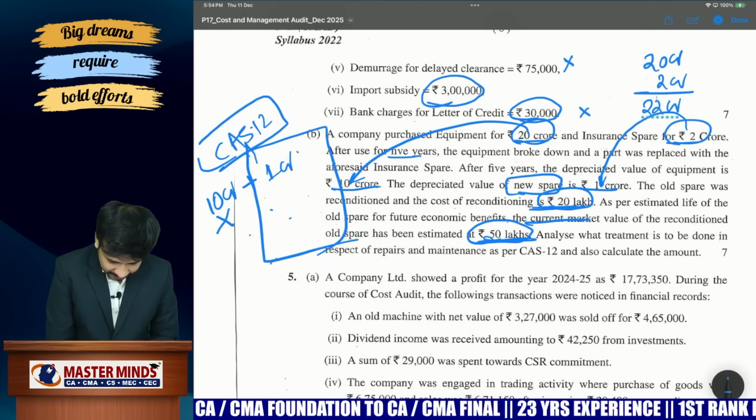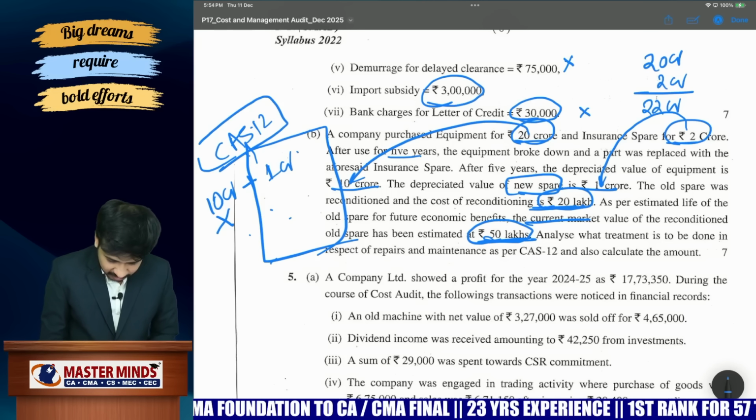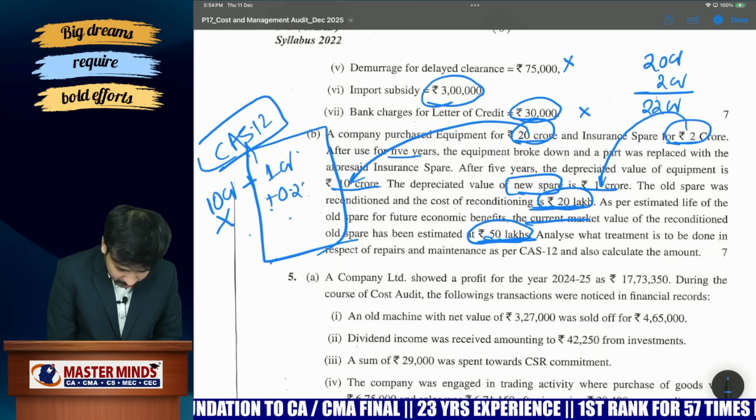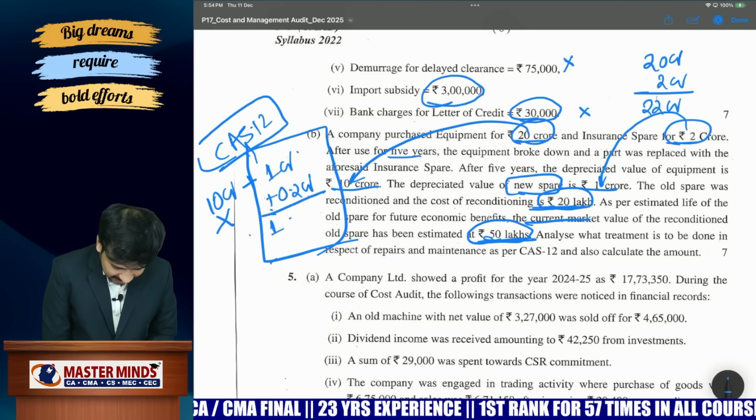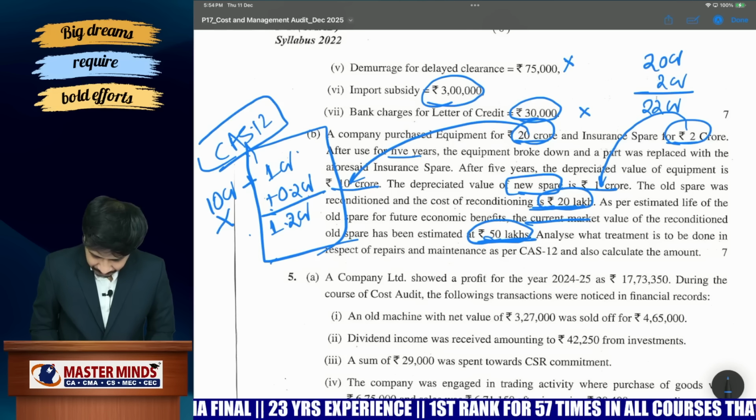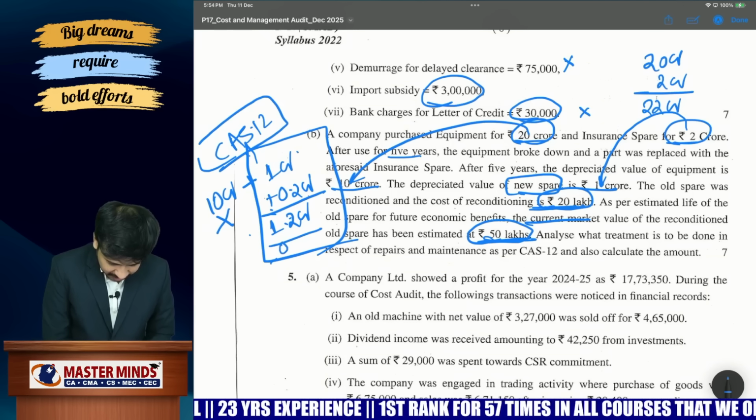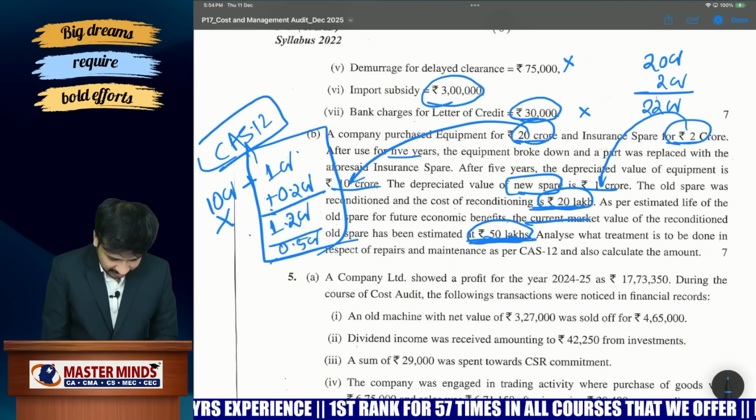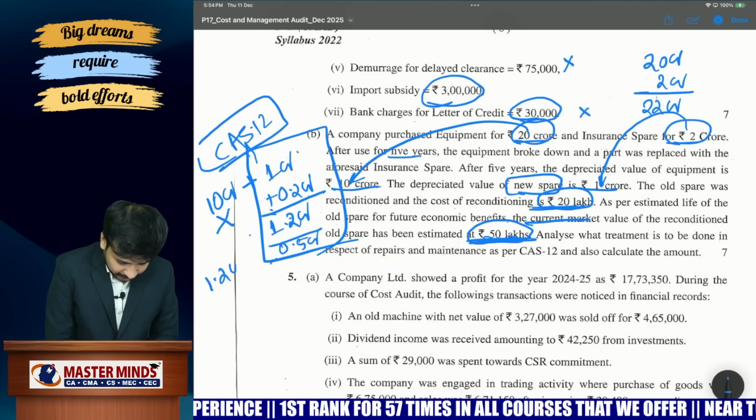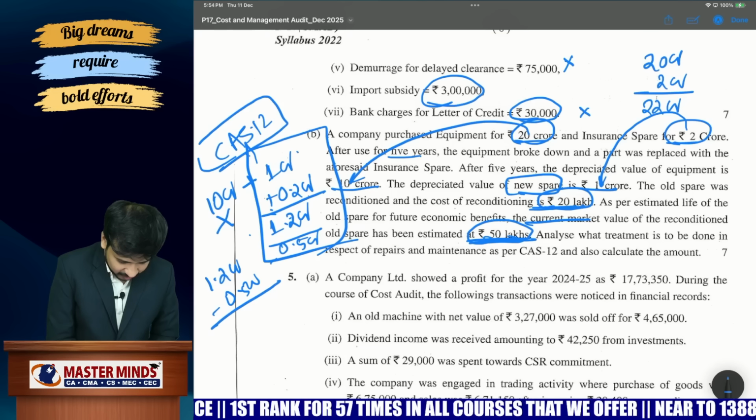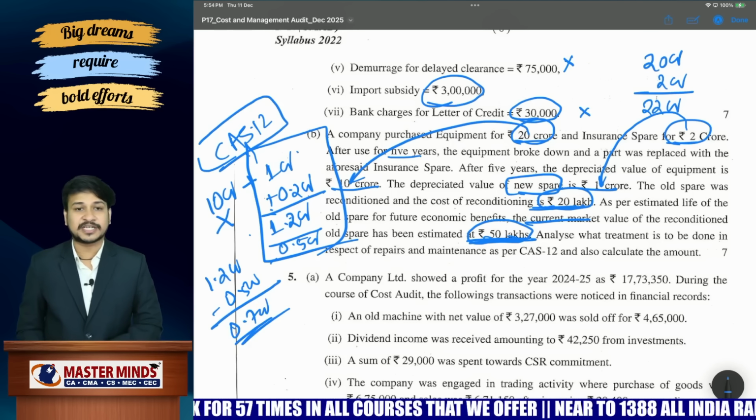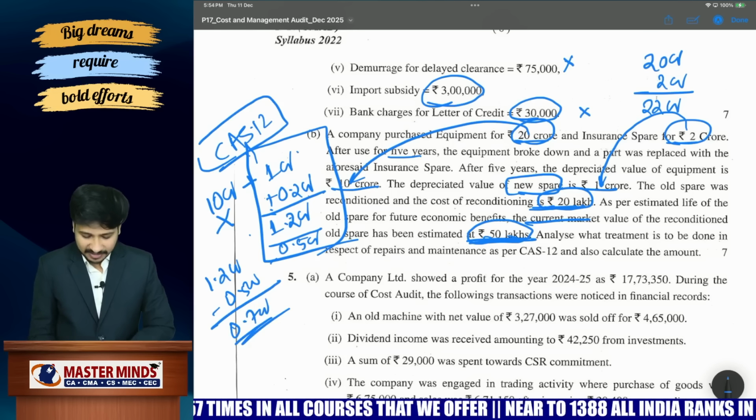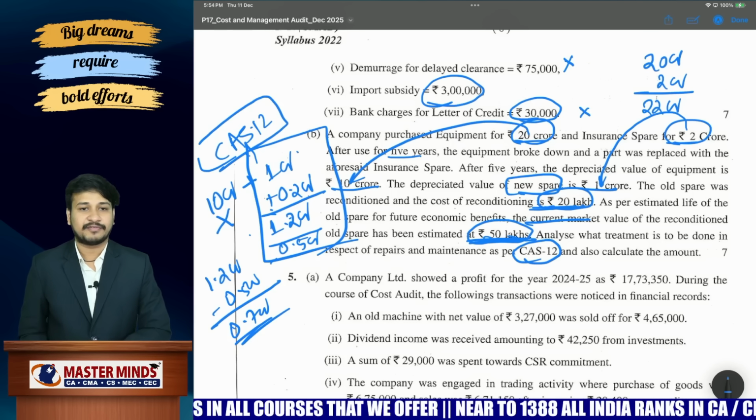Now coming to spare part. 1 crore and reconditioning value is 20 lakhs. So plus 0.2 crores. And now it is standing at something like 1.2 crore. But the current market value is estimated to be only 0.5 crore, that is 50 lakh. So obviously 1.2 crore minus 0.5 crore, that is 0.7 crore, which has to be transferred as repairs and maintenance as per CAS number 12.